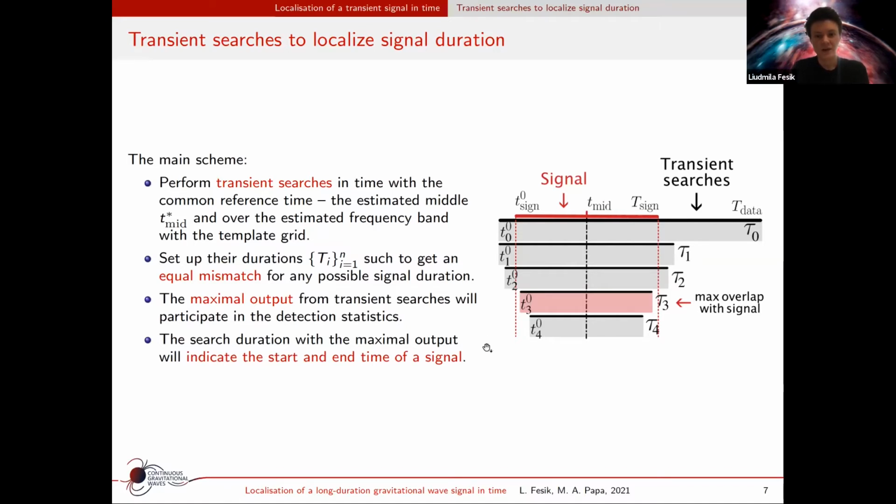So we will keep the maximum output, and the transient search with the maximum output would indicate the duration of the signal, or at least estimate the duration of the signal, indicating the start time and the end time of the signal.